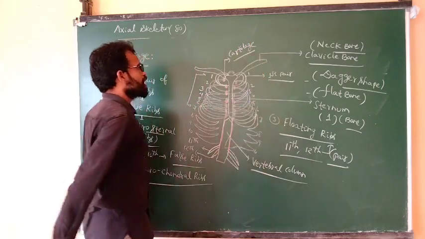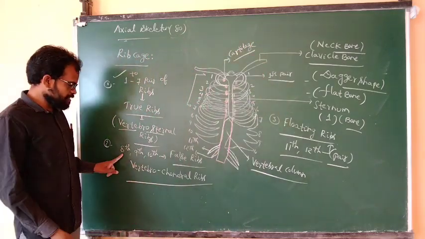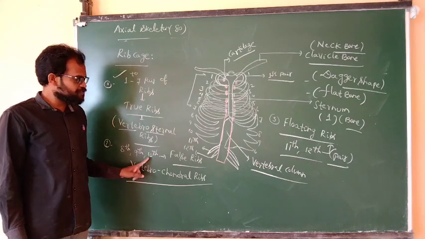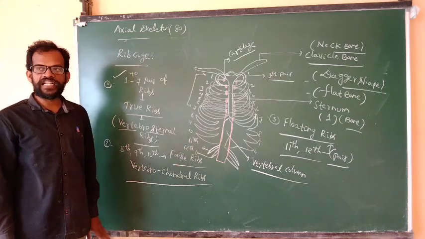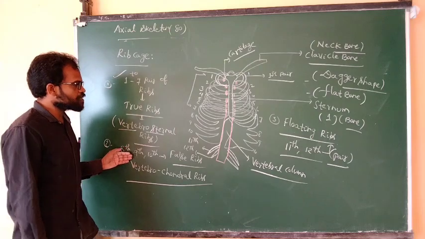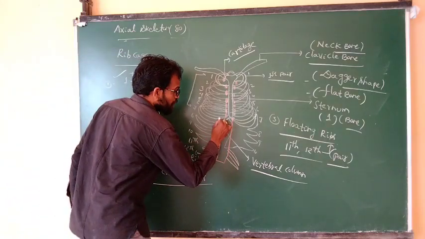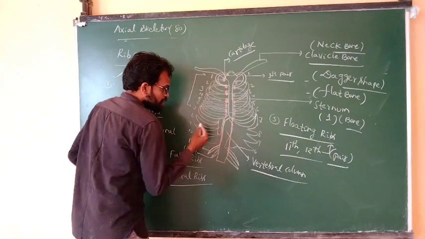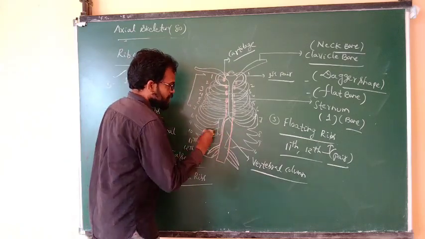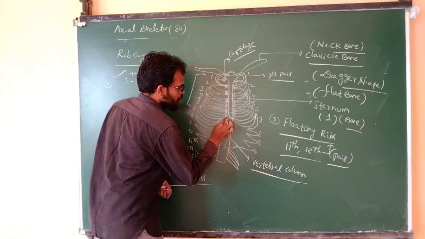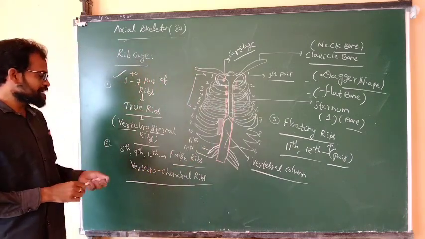Cartilage. First one, 8th rib, 9th rib and 10th rib. It is nothing but false ribs. Why do they indicate the false ribs? These ribs are first attached to the 7th rib. After then they will attach to the cartilage. After then attached to the sternum.